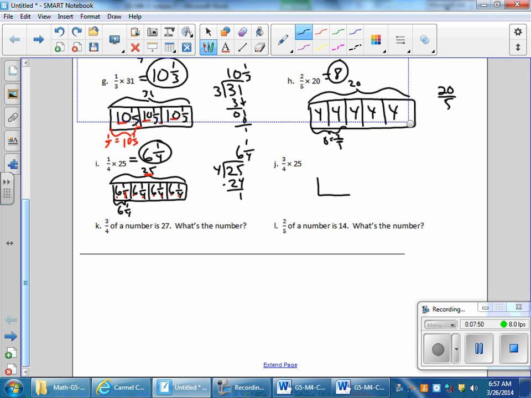Now, I already did my work for fourths of 25 from the previous letter. Each part should be 6 and a fourth. Three of those parts this time, instead of 1/4, is going to be 6, 12, 18, and 1/4, 2/4, 3/4. 3/4 of 25 is 18 and 3/4.